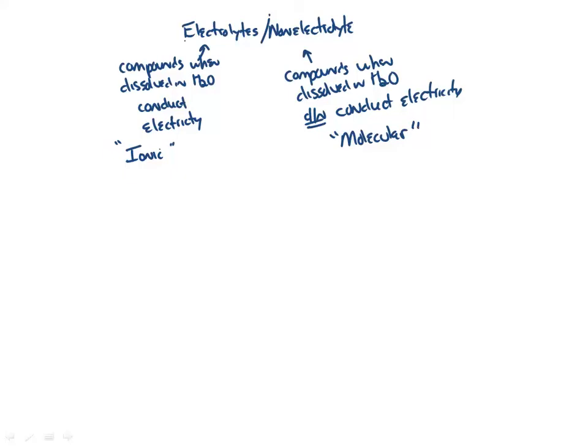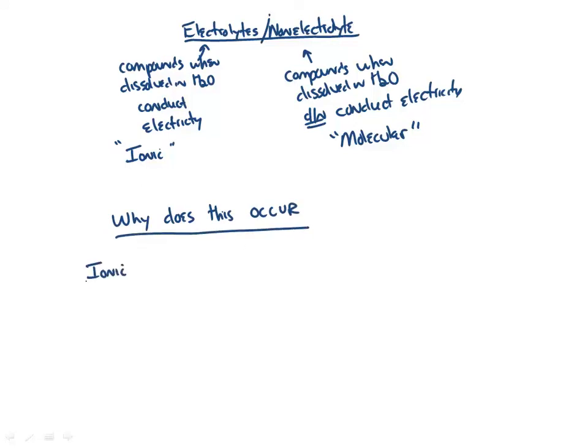And then what we want to understand is the process by which this occurs. So why does this occur? Well, the big reason is that ionic compounds, if we remember right, gain and lose electrons to complete octets, whereas molecular compounds have to share electrons to have octets.